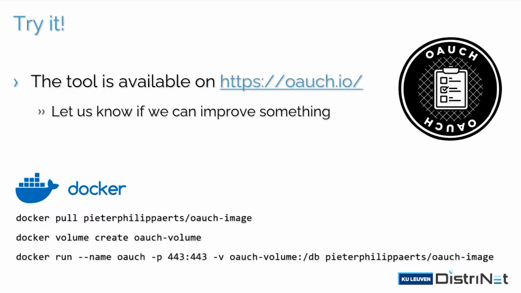Okay, so this was my presentation. If you want to try it, you can just go to oauch.io. You can just add a site there, enter the settings, and test it like that. Or you can use Docker to download the Docker file and run it locally, if you want to run it in a local network or something. We're still actively developing it, so if you have suggestions or problems, just let us know, and we'd be very interested in hearing about that. So with that, I'll leave it to you guys if you have questions.